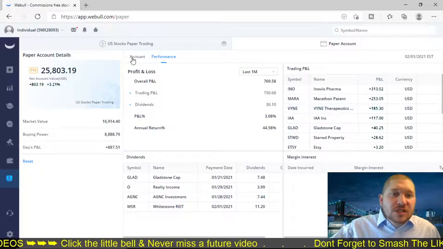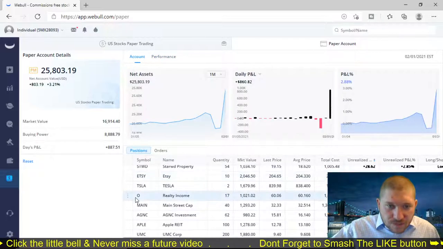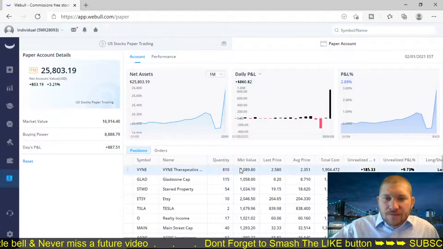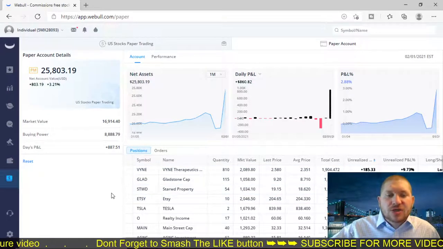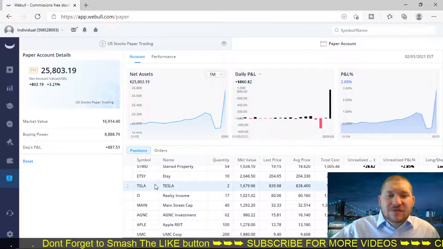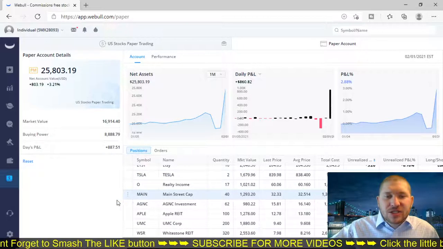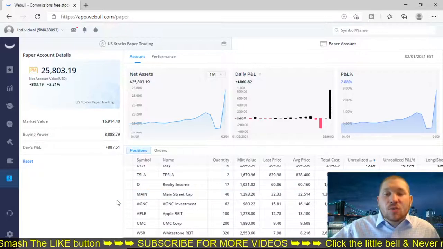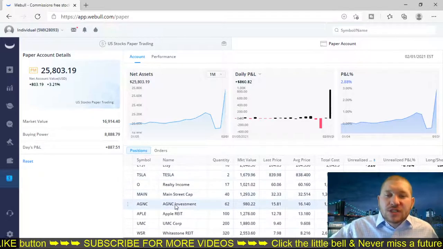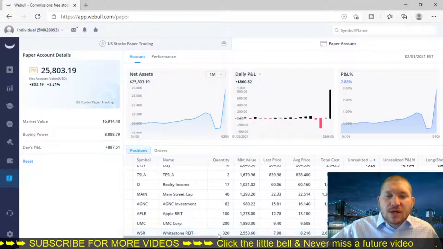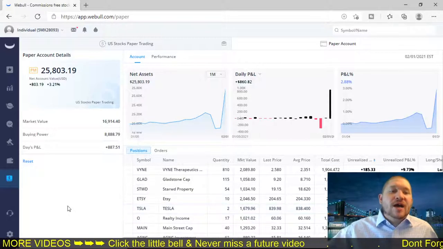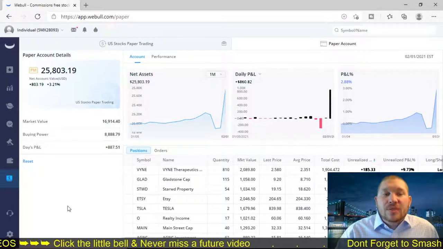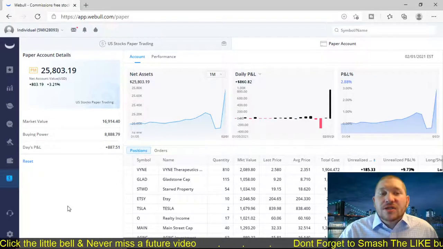Got a few other positions here. Let's go to account. These are the positions I have right now: Vine, Glad, Starwood Property Trust, Etsy, Tesla, Realty Income, Main Street Cap, AGNC, Apple, UMC, and Whitestone. These are kind of my focuses right now while I'm doing this. There's the quantity that I have, 320 shares, 200 shares, 100 shares. And I have $8,888 in buying power. Market value currently in the market is 17,000.